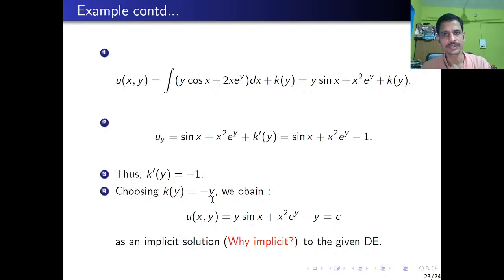So you got k(y) is equal to minus y. You substitute this in the equation here. So we get u(x,y) is equal to y sin x plus x square e^y, and in place of k(y) you write minus y. So that is u(x,y), and this u(x,y) equal to c will give us an implicit solution. This clearly is implicit, and clearly at present the solution is not written as y is equal to some function of x, which will make it explicit.